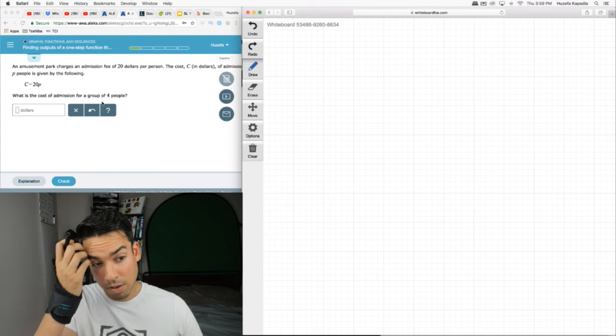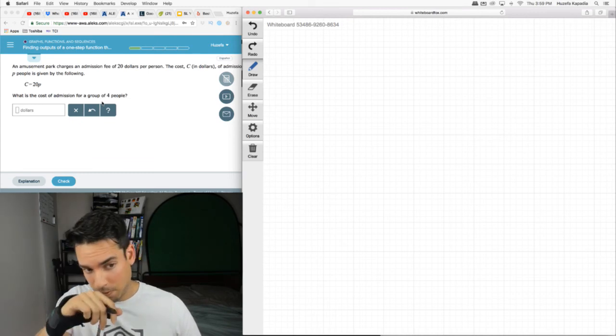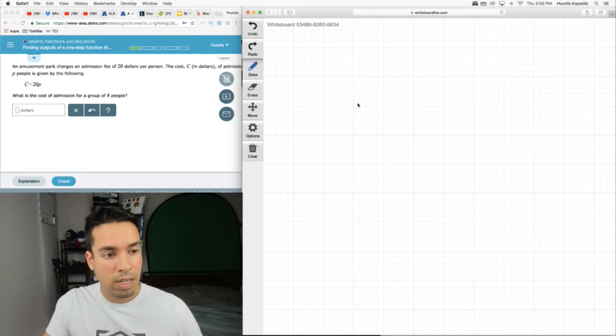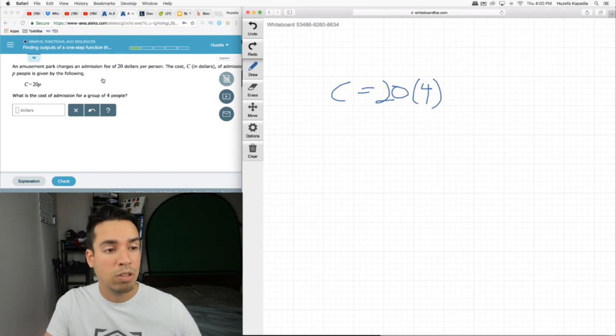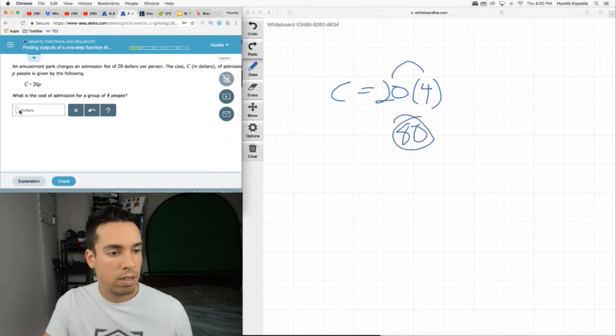What is the cost of admission for a group of 4 people? Remember, P represents the number of people going. So we're just going to replace that P value with 4. I put parentheses in to show that this is a multiplication. That's not 20 and then P is like the third digit. That's 20 times P. So 20 times 4, which is $80.